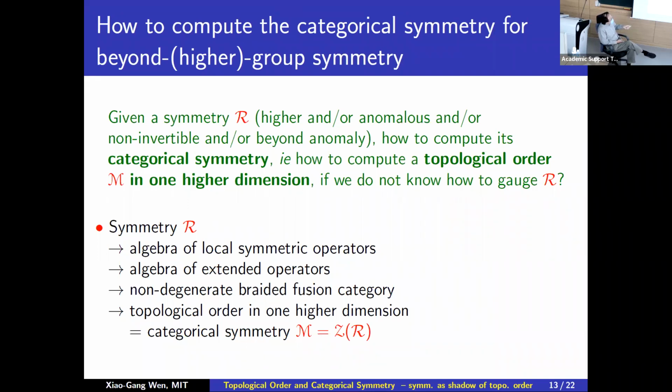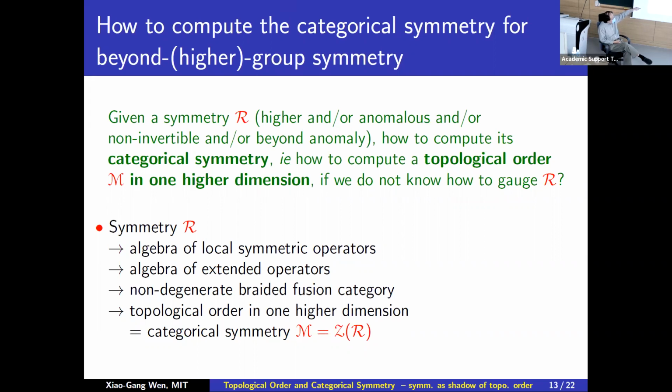So what is symmetry? Symmetry actually is the algebra of local symmetric operators. So-called symmetry is a way to select a set of local symmetric operators. Whenever you give a set of local symmetric operators, you have a symmetry. You may say, maybe I don't have symmetry. But whether you have a symmetry or not depends on the set you choose. It's a property of the algebra of local symmetric operators.